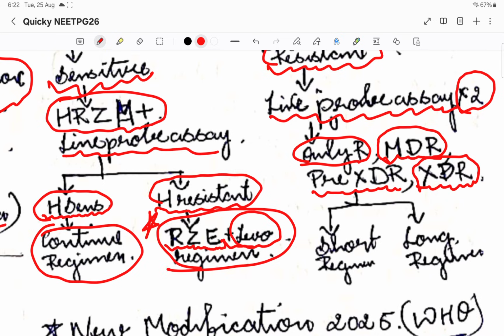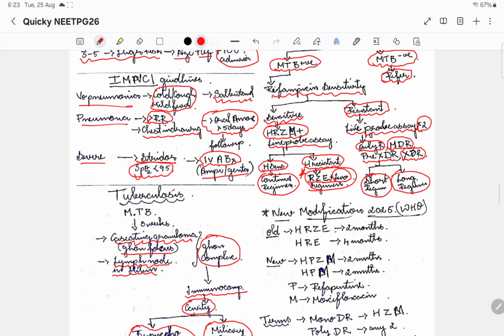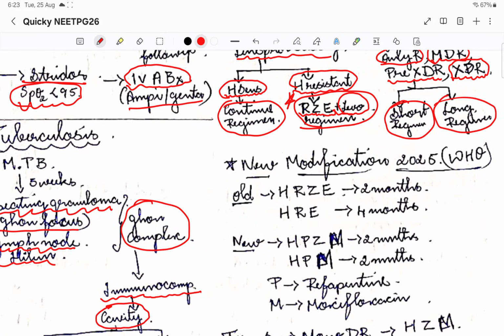Please remember, I'm just telling the protocol of it. I'll come back to what is MDR, pre-XDR, XDR. Suppose all this is there, then we are going to choose the short regime and long regime. This is how the basic treatment algorithm with respect to TB is what we are going to follow. First we'll see whether the rifampicin resistance is there. Then we send for line probe assay to check for isoniazid resistance. Based on sensitivity and resistance between these two things, we are going to give certain regimes. That is the basic algorithm.